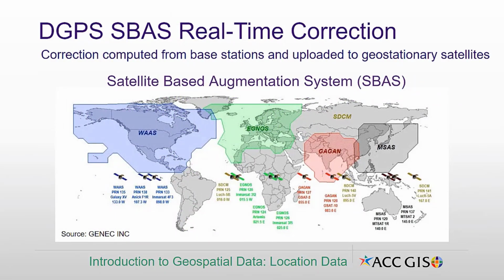When the differential correction is conveyed via geostationary satellite, it's referred to as a satellite-based augmentation system, or SBAS. In the United States, we utilize WAAS, or Wide Area Augmentation System. It is a system operated by the FAA in which there are 3 geostationary satellites, one directly overhead, one over the East Coast, and one over the West Coast. But if you're in Europe or in India or in China, you're going to utilize a different SBAS system to correct your GPS position.